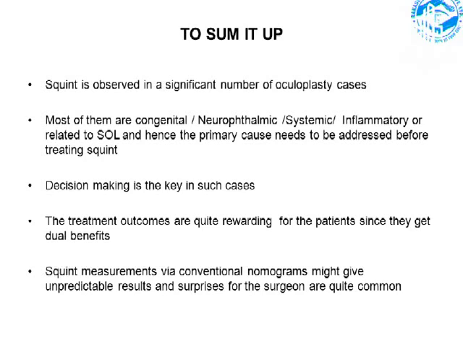But I will try to sum it up by saying that squint is also very significant in a lot of cases of oculoplasty. Oculoplasty cases and squint cases do overlap each other, and most of them are congenital, neuro-ophthalmic, systemic, inflammatory, or related to space-occupying lesions, and hence the primary cause needs to be addressed before treating the squint. Decision making is key in such cases, and the outcomes are quite rewarding for the patients, since they get dual benefits of managing the oculoplasty condition and the squint condition also.